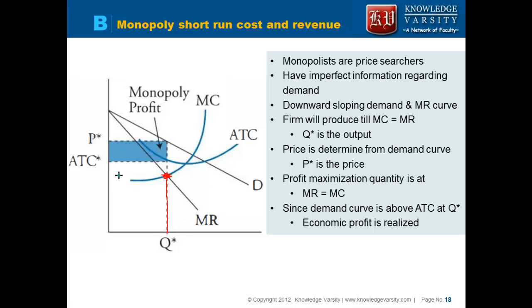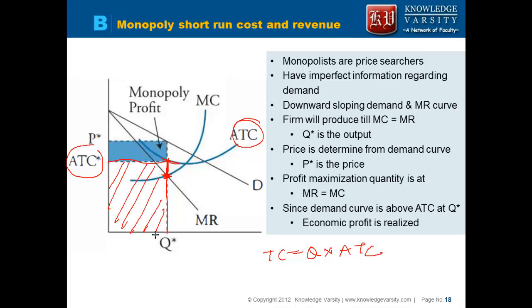Right? So this is the cost, but note that this is the cost for an additional unit. We want to know the total cost. The total cost is when this quantity meets the average total cost curve. This is your average total cost. So your total cost is your quantity into average total cost. So this is the total cost for the monopoly firm.